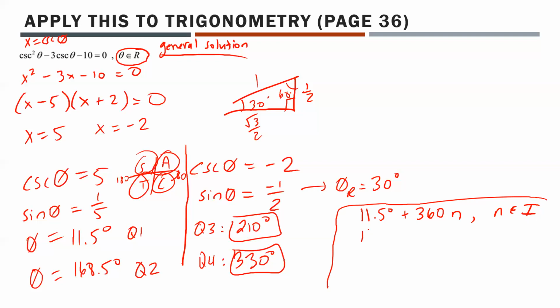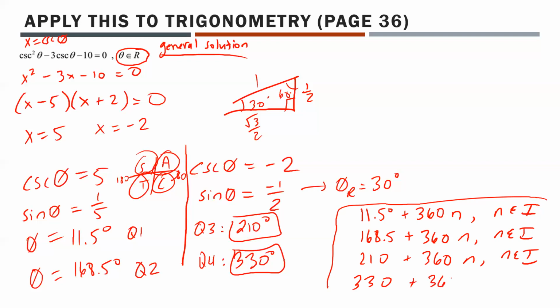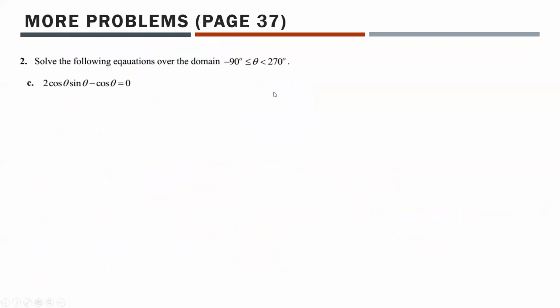Do the same for your others. 168.5 plus 360n, where n is an element of your integers. Follow it through, 210 plus 360n, where n is an element of your integers, and then of course 330 plus 360n, once again where n is an element of your integers. That right there, that whole clump of numbers, is actually your final answer because it's expressed as a general solution. Whew, okay, moving on.